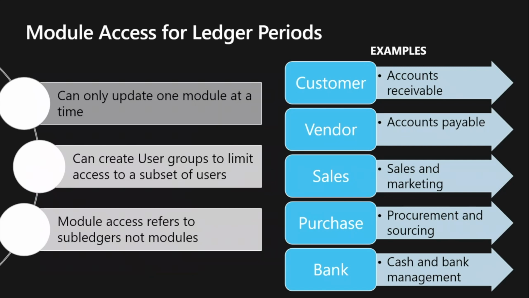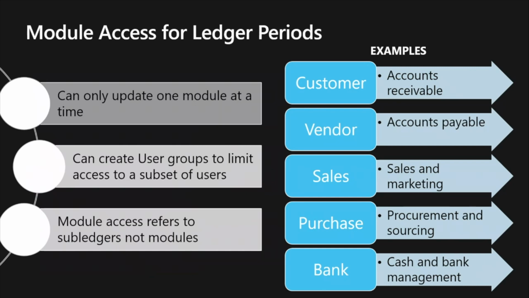When you use the module access feature, you can prevent or allow transactions in a subledger for all users or a specific group of users. For example, if you want to prevent the customer subledger transactions, such as AR free text invoices, sales order invoices, customer payments, and so on, you can stop the customer module but still allow transactions to the vendor.